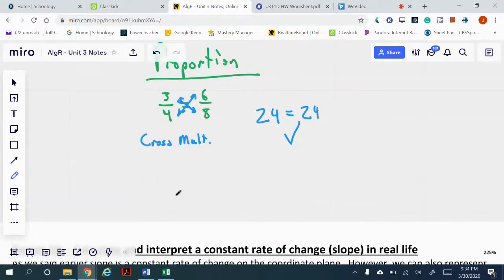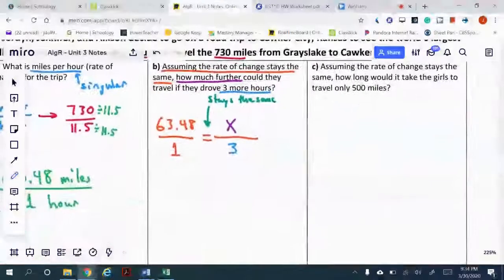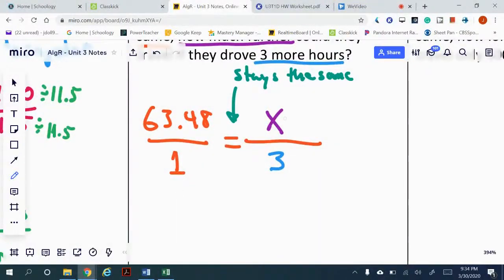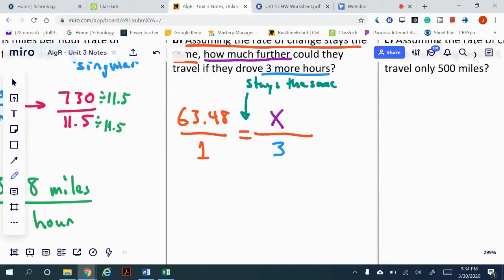So we can use this same principle up here about proportions, we can use that down here to solve this equation. All right, because here's the deal. If these two fractions are equal, which we're saying they are, then this cross multiplication and this cross multiplication should be equal.